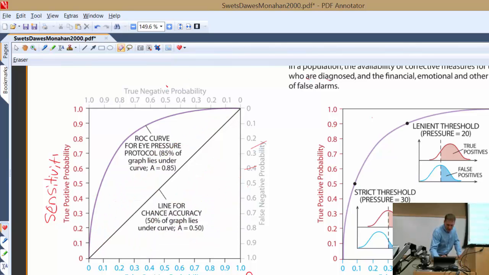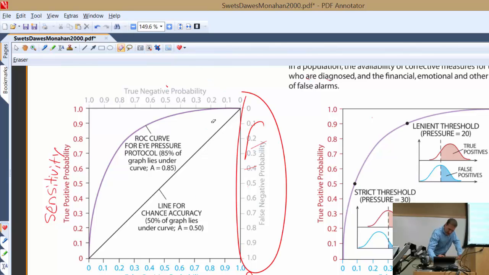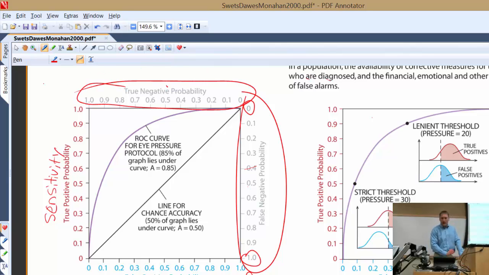Let's also talk about one other thing with this plot. So here's my sensitivity. Notice I have a second y-axis here, the false negative probability. Notice it goes from 1 up to 0. Why? Well, it's the complement that we just got done talking about. Also, take a look at this x-axis. I have a second x-axis up here that goes from 1 to 0 instead of 0 to 1. It's the true negative probability, which would be specificity.